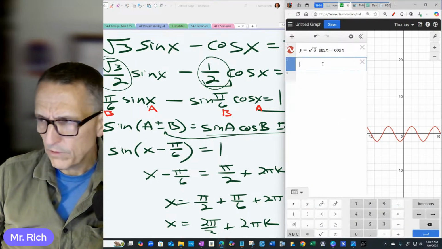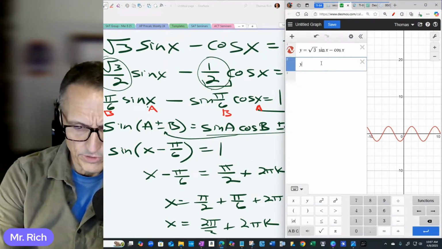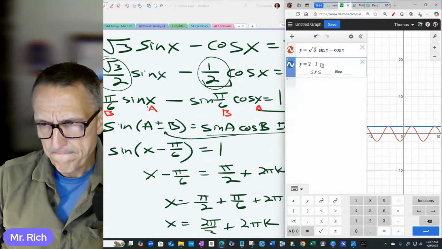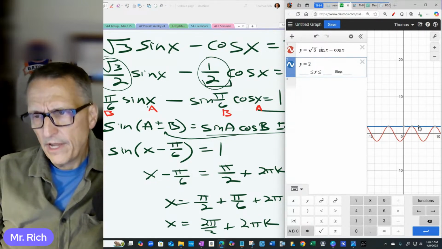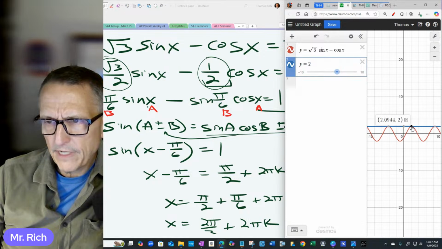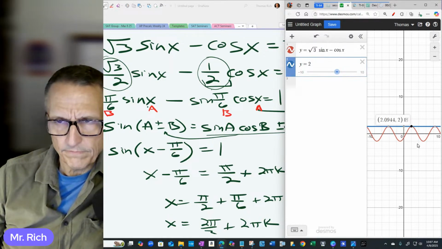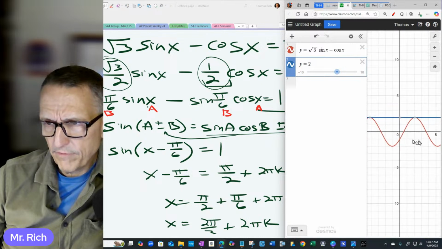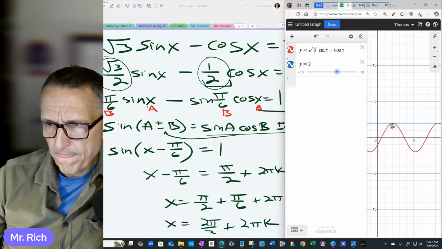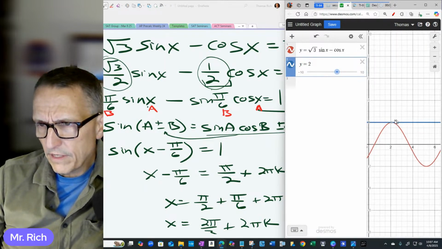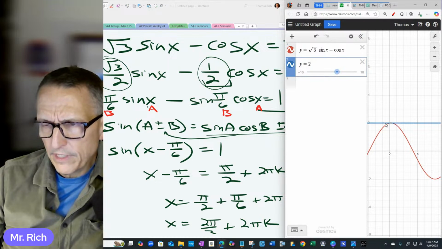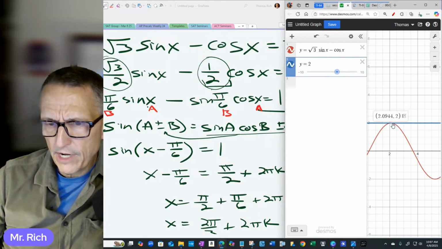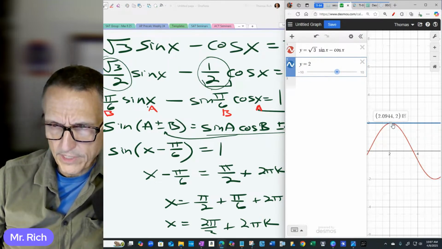And so I will then graph y equals 2, which is the right-hand side over here. And we're looking at the intersection point between these two graphs. If we zoom in and look at the intersection point, it's at 2.0944. That's what that is.